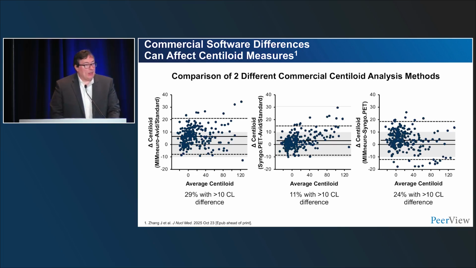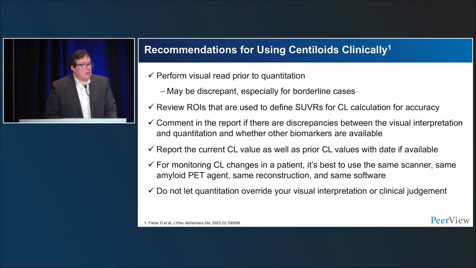This is a study comparing a commercial sponsor Centiloid values with two commercially available software packages for calculating Centiloids that are FDA cleared. The main point here is that 10 to 30%, depending on which method you're comparing, had a Centiloid discrepancy greater than 10. This isn't to say Centiloids don't work or they're bad, but again, I think saying a Centiloid value of 12 is very different than a Centiloid value of 14 is kind of not understanding where the state of the technology is. So what does this mean clinically?